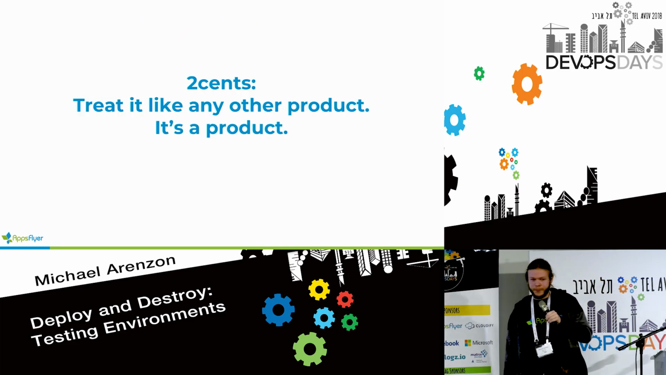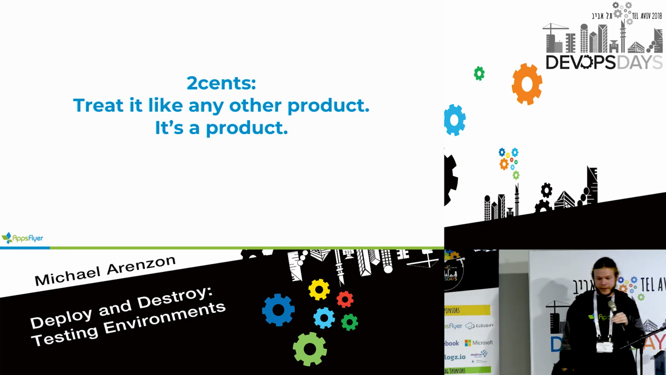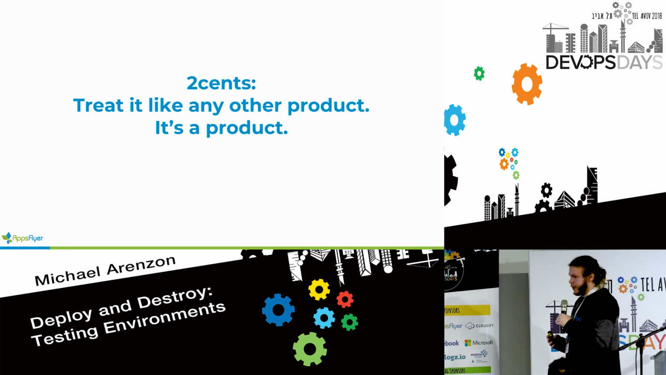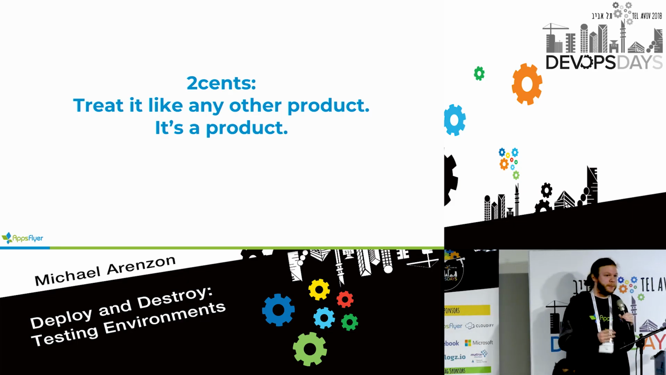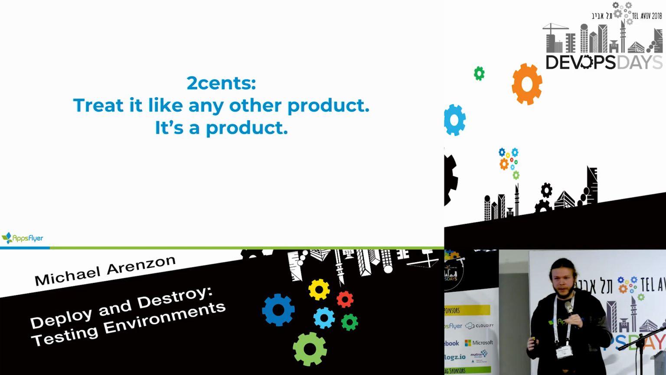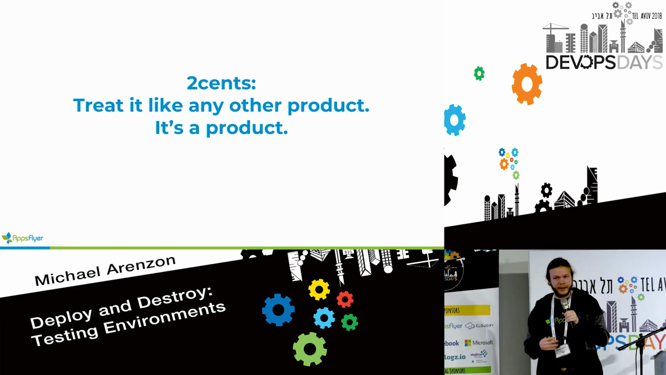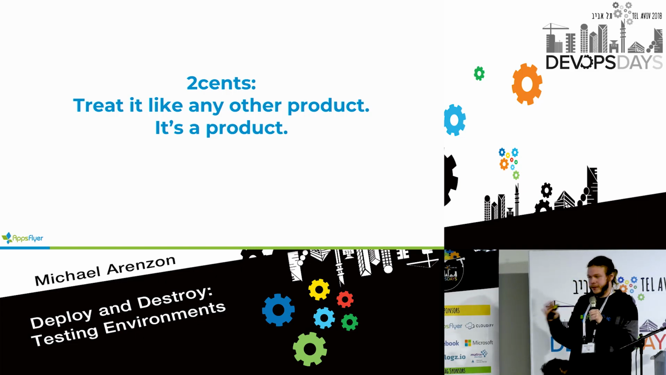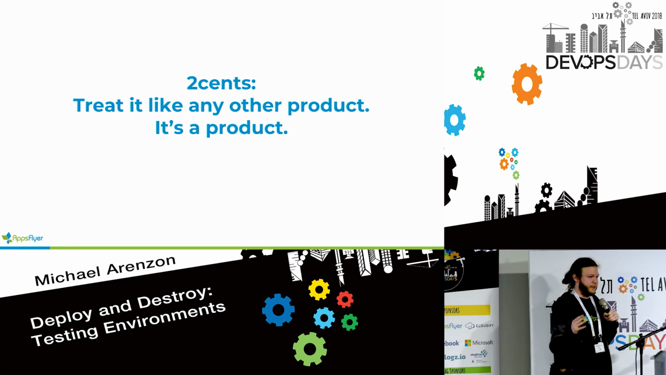My 2 cents from all these projects: it's a product. It's not another DevOps hack or tool. It's a product. Developers are using it. QAs are using it. People rely on that system. You should provide metrics. You should provide a nice API. You should communicate with bugs. You should treat it like any other product your company is developing. And it's really important because it's the key for the success of that product.